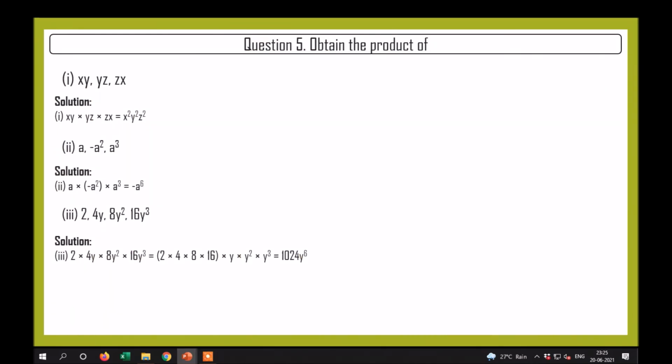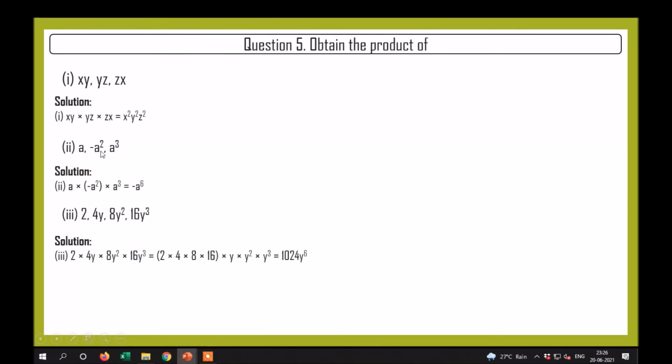Question 5. Find the product of xy, yz, zx. So we will multiply all the three. So xy into yz into zx equals x square because 2 x's are there, y square because 2 y's are there, z square because 2 z's are there. So answer is x square y square z square.